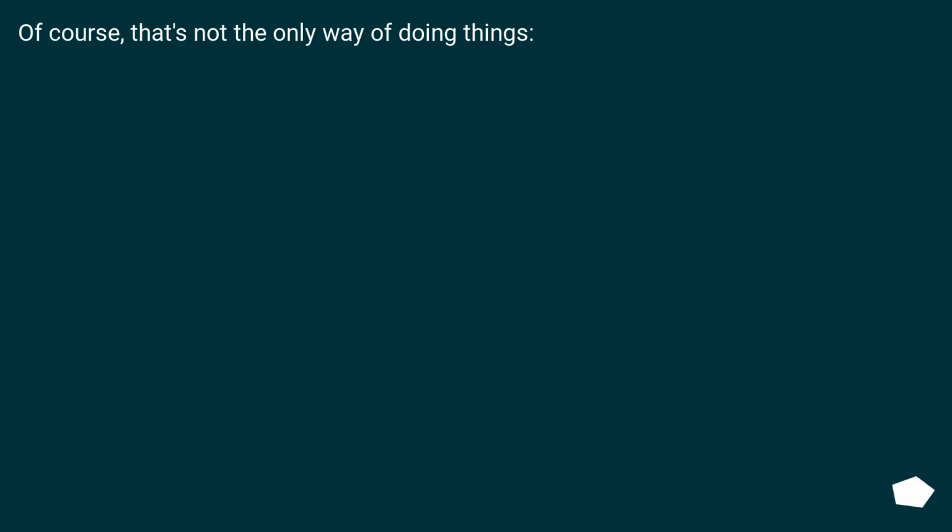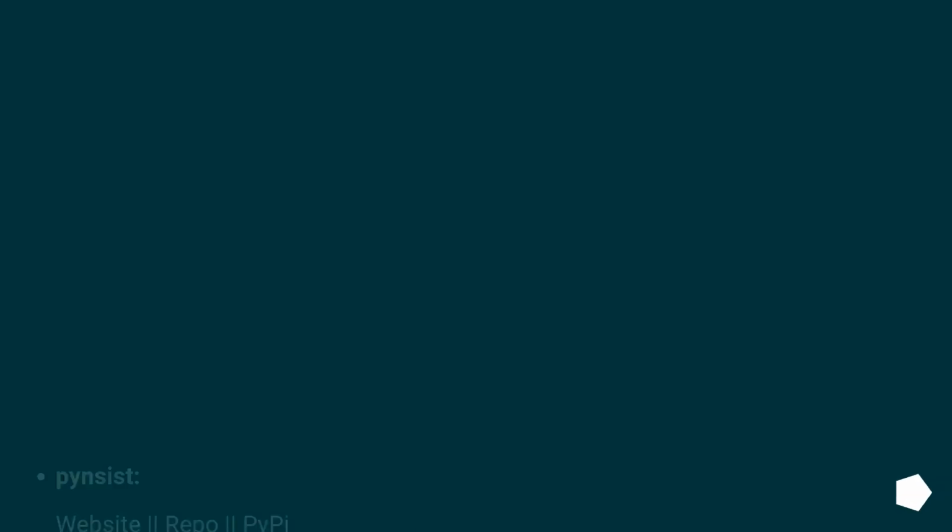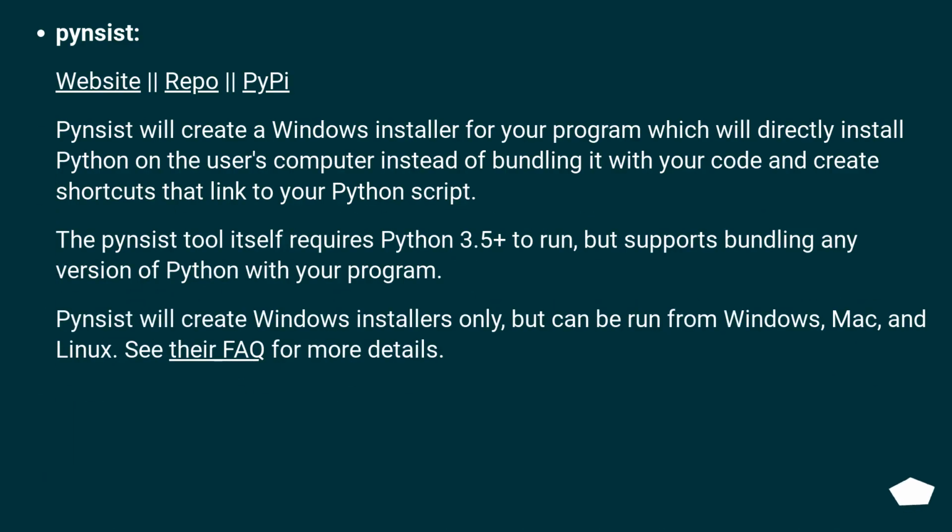Of course, that's not the only way of doing things. Consist. Website, repo, pippy. Consist will create a Windows installer for your program which will directly install Python on the user's computer instead of bundling it with your code, and create shortcuts that link to your Python script.